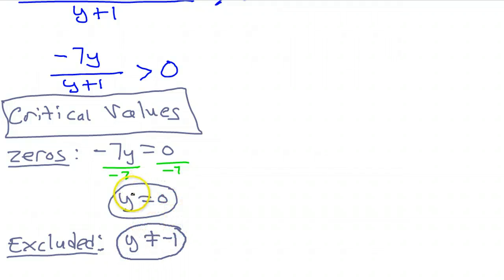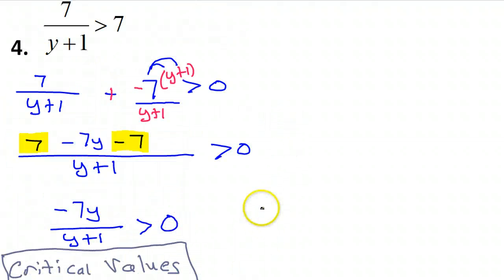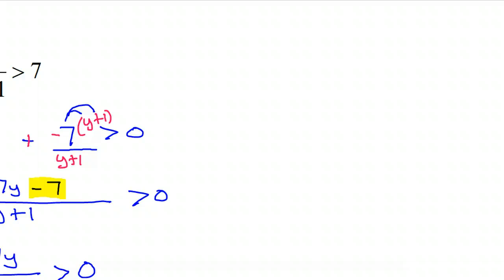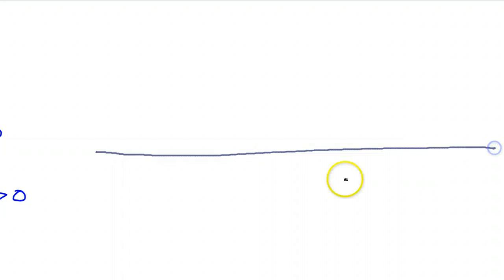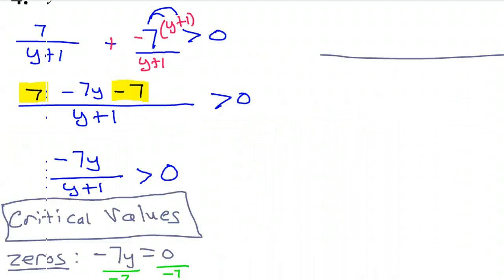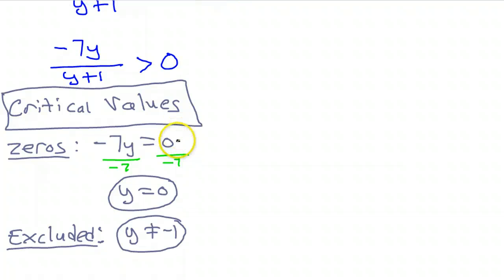Okay, so I've got my 0 and I've got my excluded value. These two values are going to break up my number line for me. So let's get that going up here. Okay, so here comes the number line. Okay, it's not very straight, but I'm not going to worry about it. So I have negative 1 and 0.